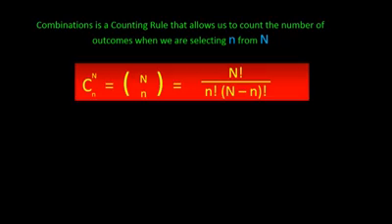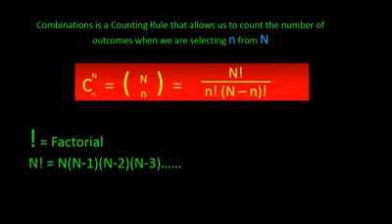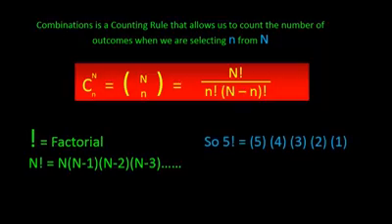Do you remember what a factorial is? The exclamation point is read as the word factorial, so we say n factorial. This is defined as n times n minus 1 times n minus 2 times n minus 3, and so on until we get to 1. So for example, if we have the number 5 factorial, we multiply 5 times 5 minus 1, or 4, times 5 minus 2, or 3, times 5 minus 3, or 2, until we get to 1.